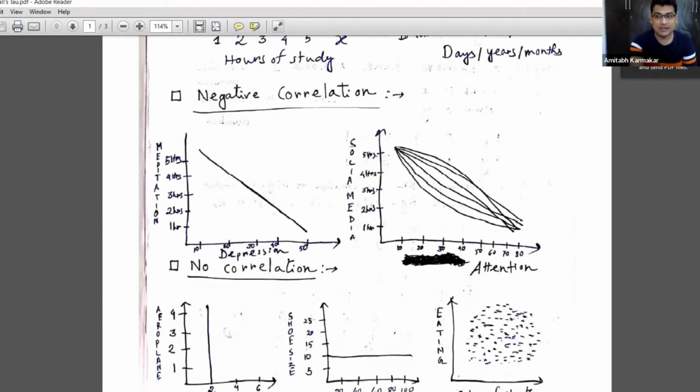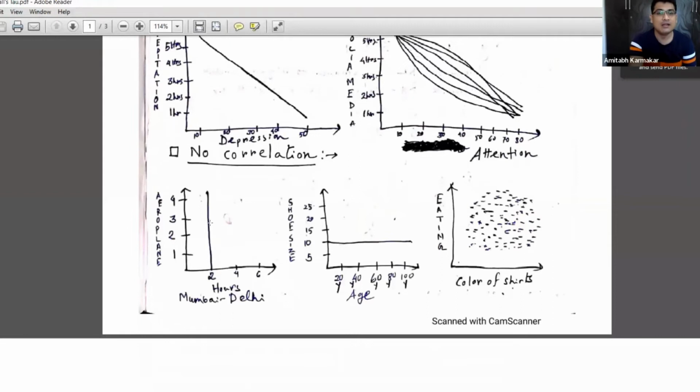And no correlation is where there is no difference. See, the number of aeroplanes is increasing, 1, 2, 3, 4, but still the time taken is the same. From Bombay to Delhi it takes 2 hours irrespective of the number of aeroplanes that are flying.